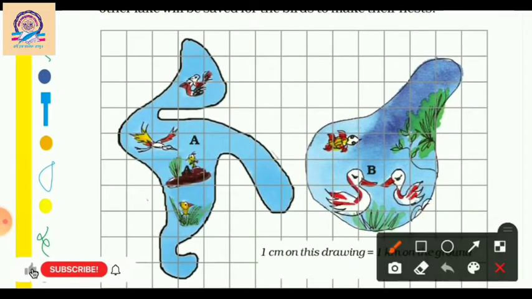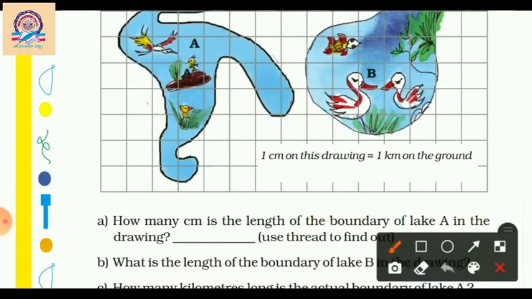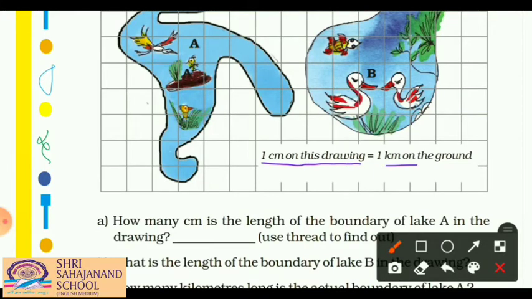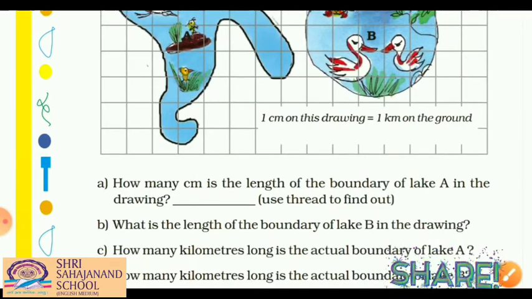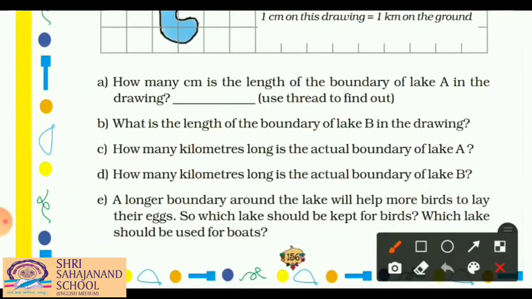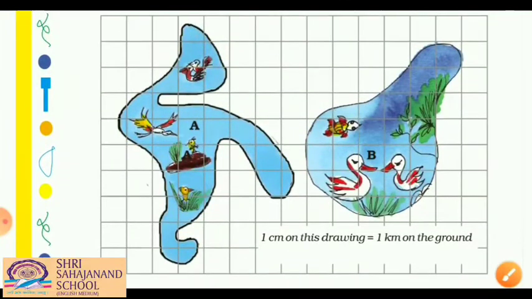Now, here we can see Lake A and here we can see Lake B, with different shapes. Now here is a scale: 1 centimeter on this drawing is equal to 1 kilometer on the ground. Let's solve some questions then. Question A. How many centimeters is the length of the boundary of Lake A in the drawing? Use thread to find. So here we have to find its perimeter.